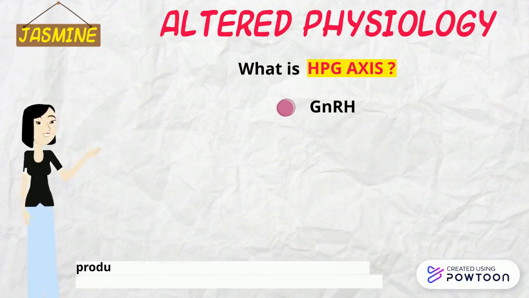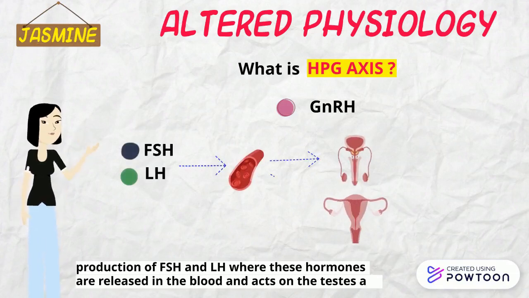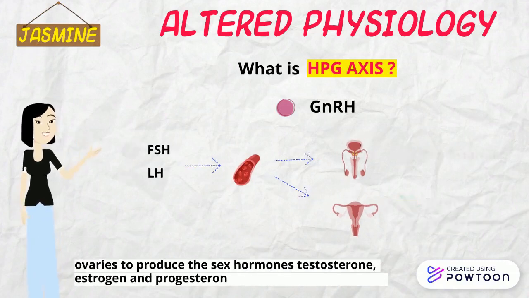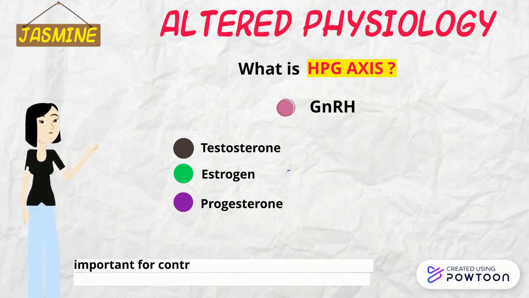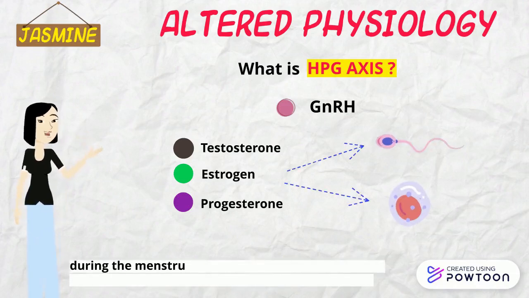GnRH stimulates the production of FSH and LH, where these hormones are released into the blood and act on testes and ovaries to produce the sex hormones testosterone, estrogen, and progesterone. These sex hormones are important for controlling the production of sperm in men and the maturation and release of an egg during the menstrual cycle in women.